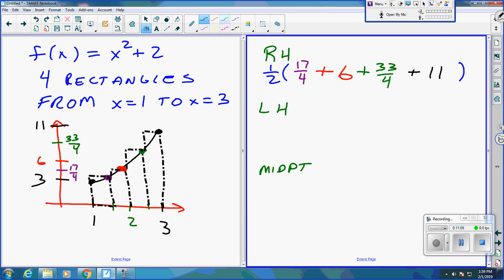plus 11. Well, everybody, this is a calculator problem. You guys agree? So make those four values and multiply by half. All right? We'll do that. We'll do all the math in a second because that's not as important as what this is doing. And that's called the right-hand Riemann sum because we use the right hand of the rectangles. All right?